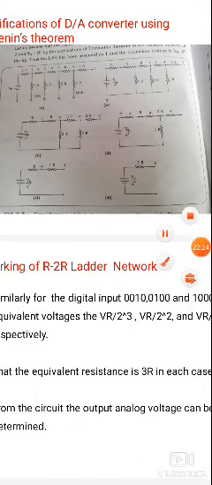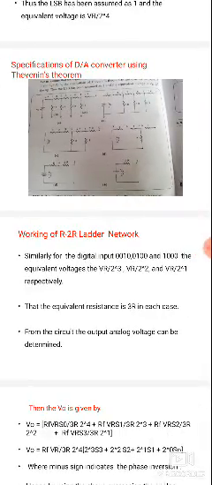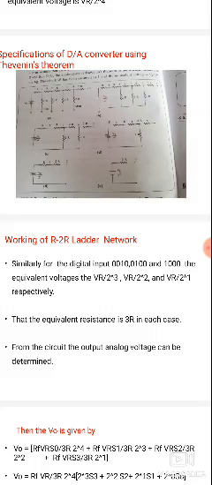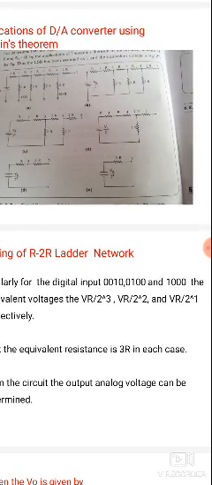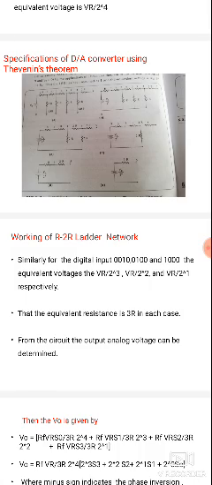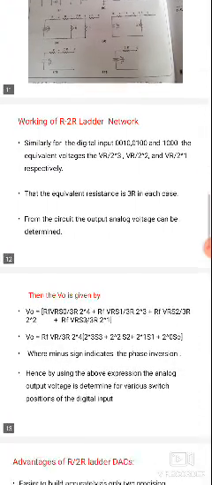The statement of Thevenin's theorem is that all the voltage sources and all the resistances are replaced by a single voltage source and a single resistance. The single voltage source is called V Thevenin and the single resistance is called R Thevenin. So, Thevenin's theorem is used for simplifying purposes, for calculating the voltage and resistance. It is a simple method for calculating voltage and resistance.